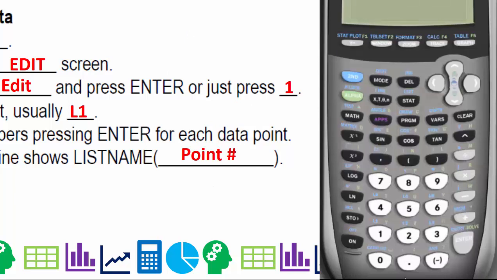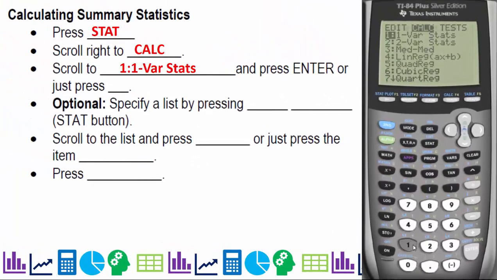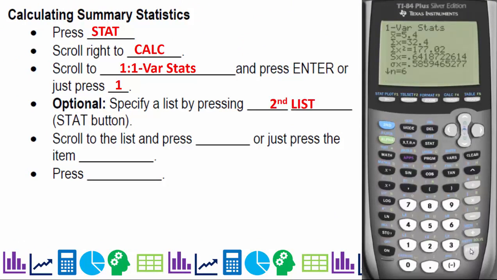Okay, so once you enter your list of data, what you're going to do is calculate your summary statistics. So you see the data here, and you're going to press Stat again and scroll to Calc, the second one right there, and then scroll to 1-Var Stats and press enter or just press 1, and it will automatically give you the data right here.